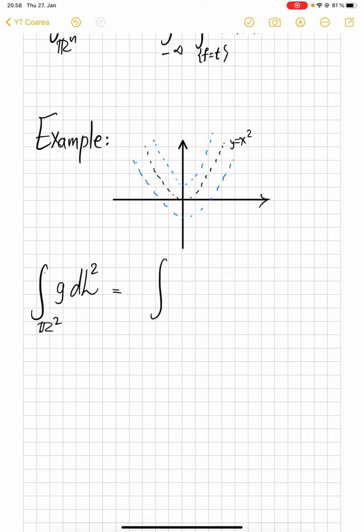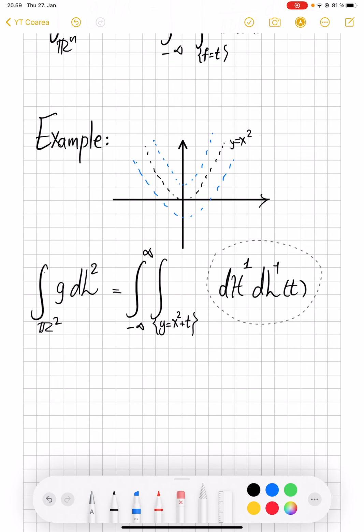So this parabola will be y equal x squared plus c. Here I want to put t to be consistent with the previous notation. So you integrate g over that parabola, dH1, it's a one-dimensional parabola, 2 minus 1 also is 1. And then you play around with this t, from negative infinity to infinity. Of course, we forgot to add this Coarea factor.